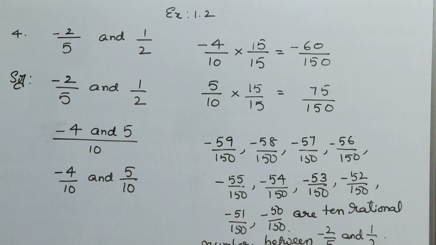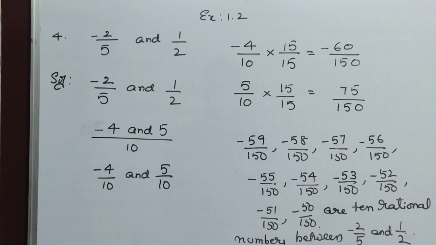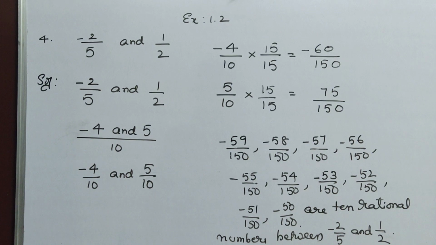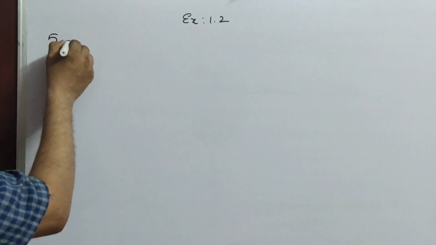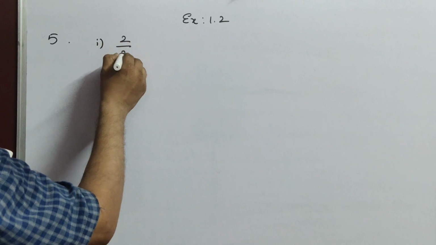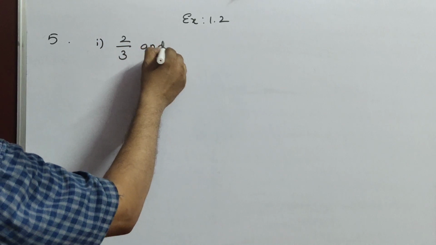If I go with one more example, this means one more sum, you can understand very clearly. Okay children, are you able to see? See once, I think you can see now, the last one. What I wrote here are 10 rational numbers between minus 2 by 5 and 1 by 2. Now I will do the fifth sum, fifth Roman, the first one. The first one is 2 by 3 and 4 by 5.